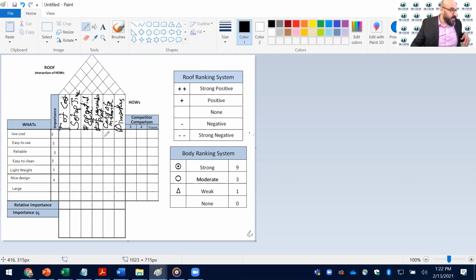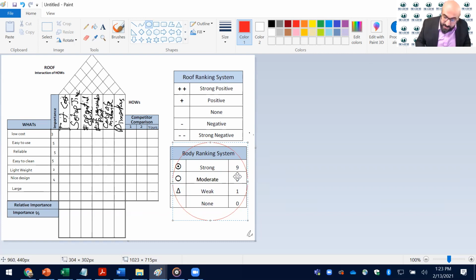And now let's move on to the next part, and that would be the relationship between the customer needs and the technical specification. Now we have to select one of these criteria. I'm going to highlight it. What's the relationship between the customer needs and the technical specification?